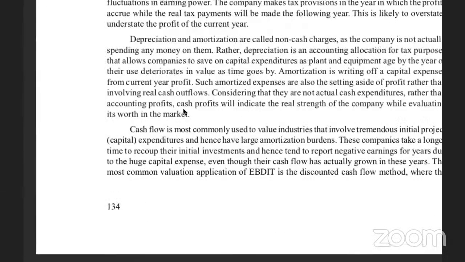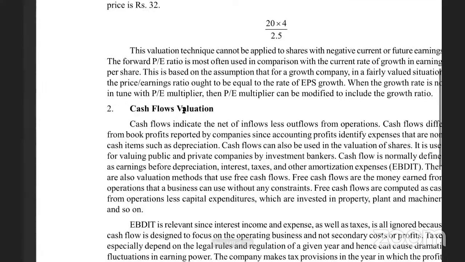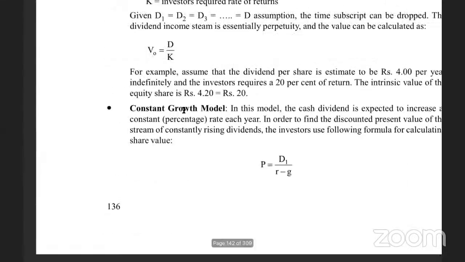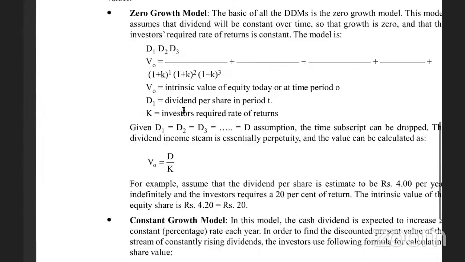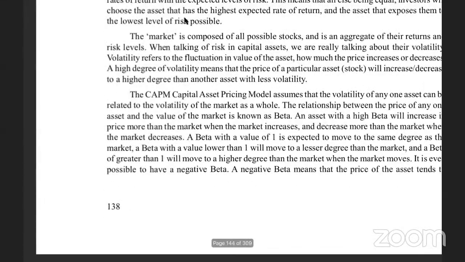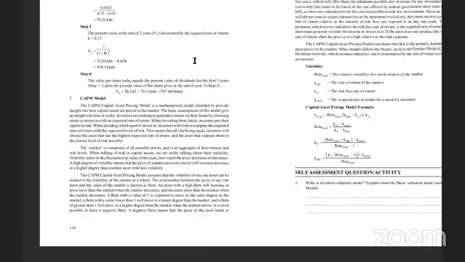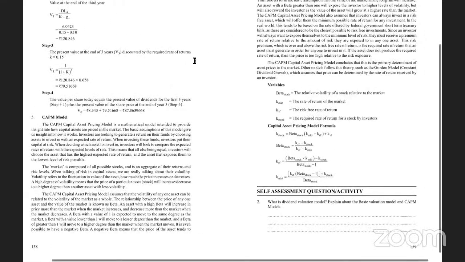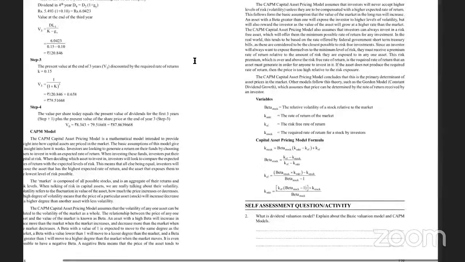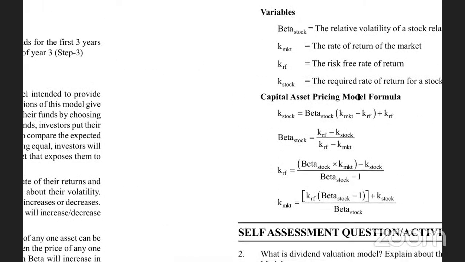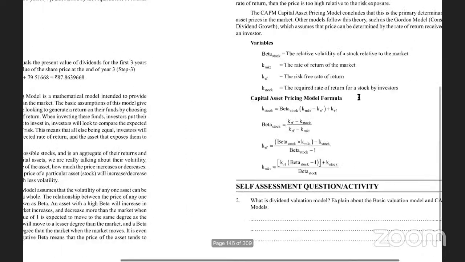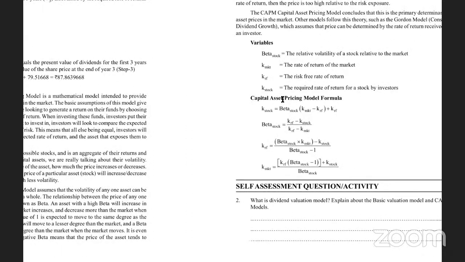If the holding period is one year, this is the formula, and if it is multiple years, there is another formula. This is the dividend discount model. Like this, you can go on checking this formula, and it is easy to follow, right? There is also CAPM, the capital asset pricing model. We will just have a look at this, then close it.